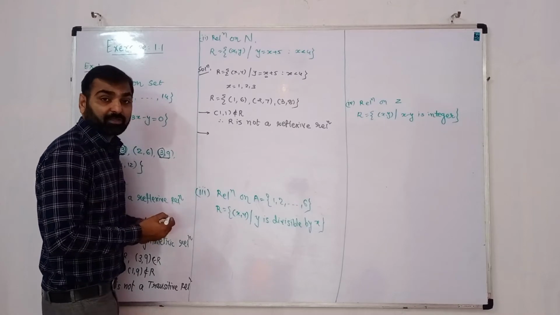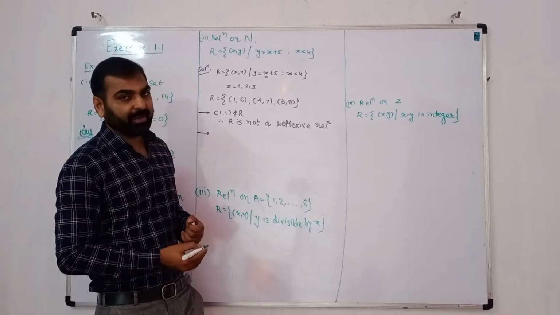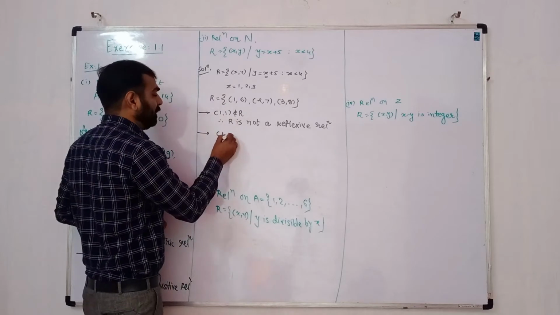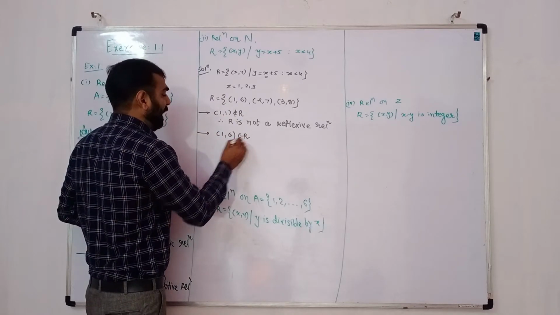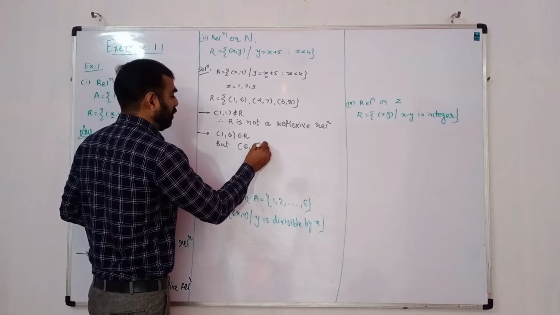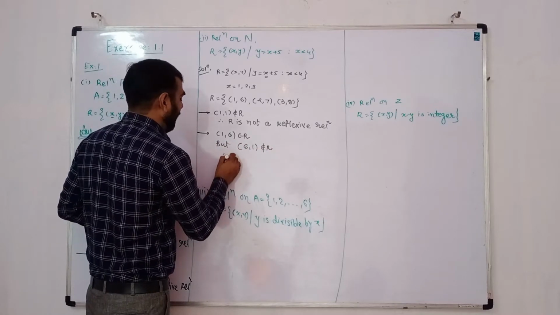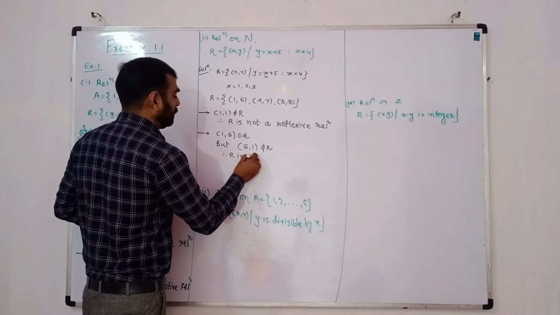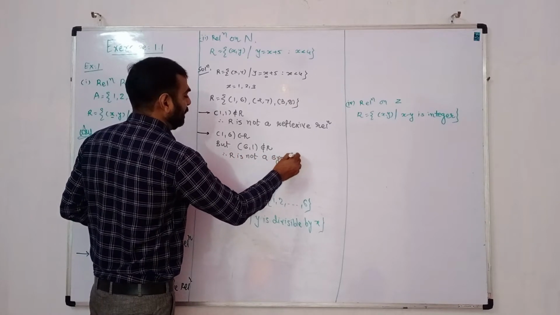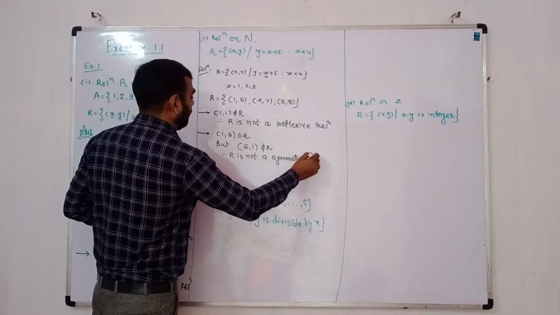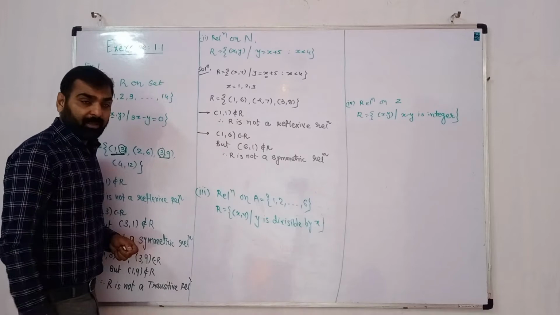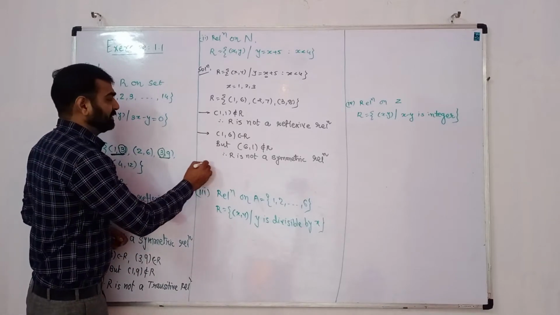Then next for symmetric के लिए AB to BA. Here it is 1, 6 belongs to R. But 6, 1 does not belong to R. So therefore R is not a symmetric relation. Okay. Next, it is transitive. For the transitive, think about it.